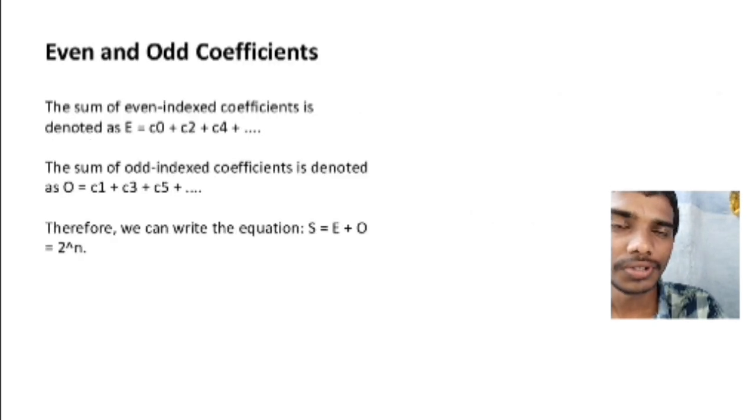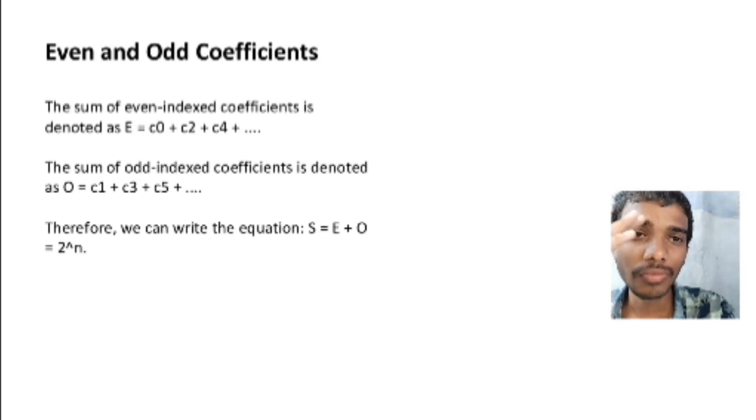Even and odd coefficients. The sum of even index coefficients is denoted as E, which is equal to C0 + C2 + C4 + so on. The sum of odd index coefficients is denoted as O, which is equal to C1 + C3 + C5 + so on. Therefore, we can write the equation S is equal to E + O is equal to 2 power n.